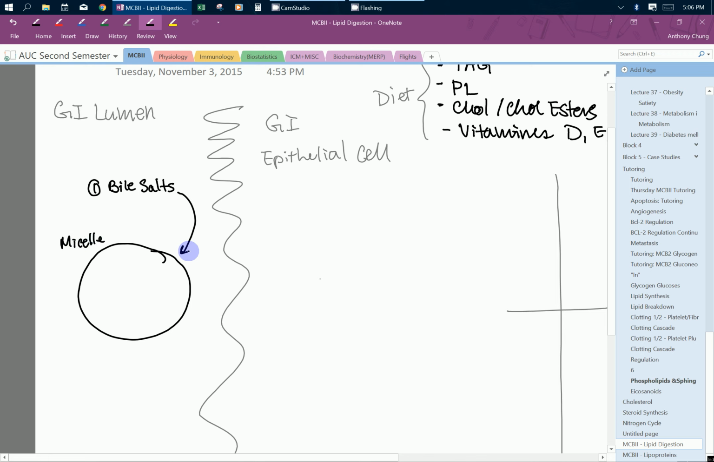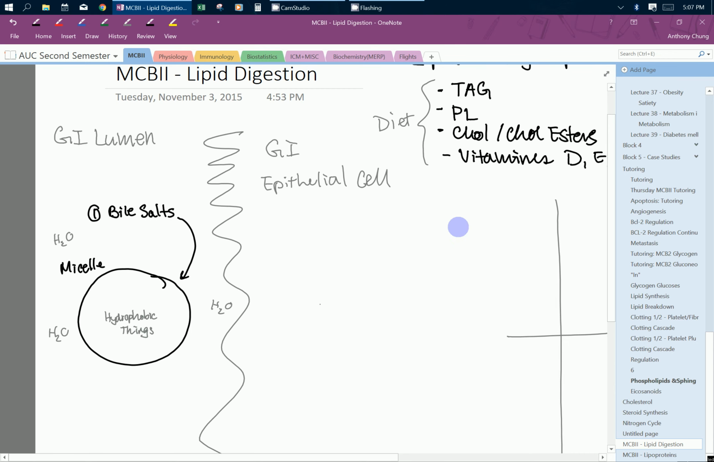And it's going to be the outside of the micelle. And then the environment is going to be water, an aqueous environment, basically. And then inside the micelle is going to be things that are hydrophobic. So basically, all this stuff that we talked about up here is going to be inside the micelle initially.